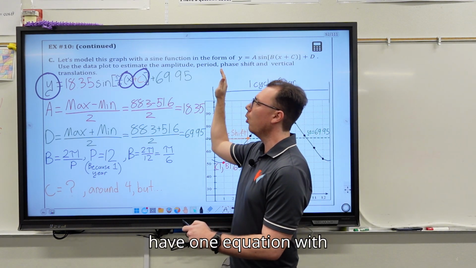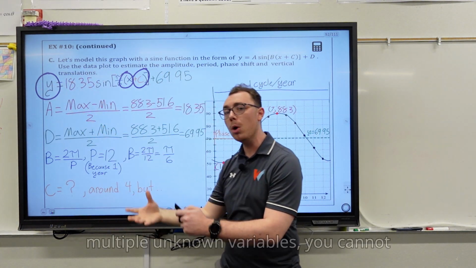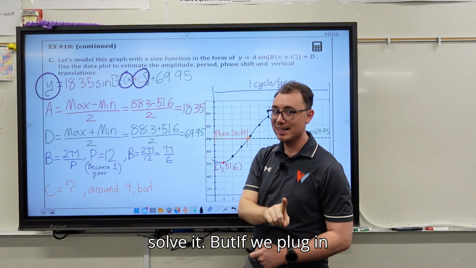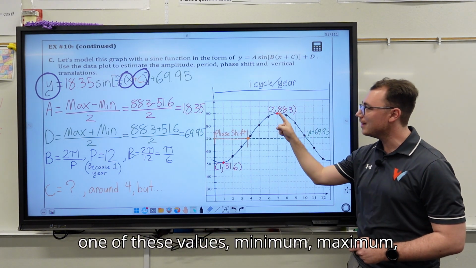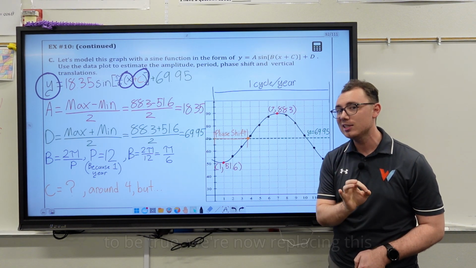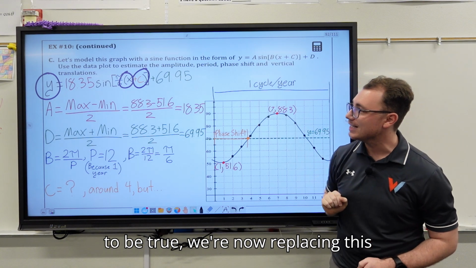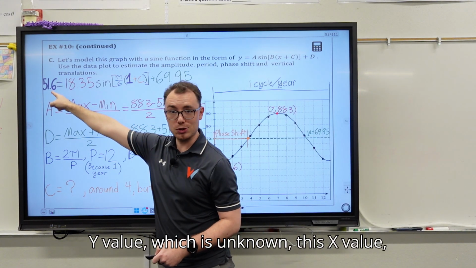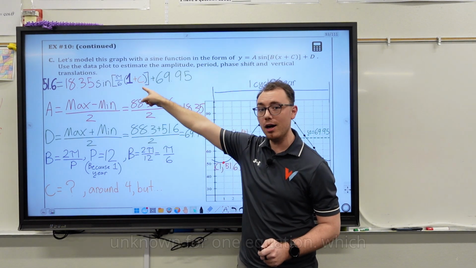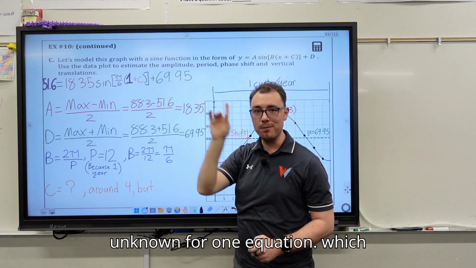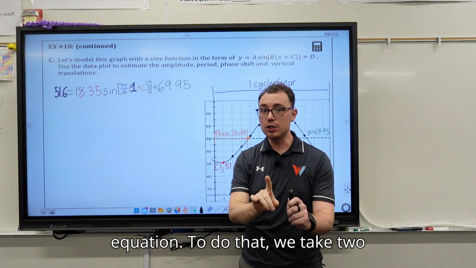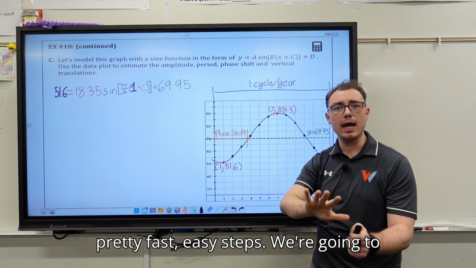And if you ever have one equation with multiple unknown variables, you cannot solve it. But if we plug in one of these values, minimum, maximum, one of these intercepts here, that we know to be true, we're now replacing this Y value, which was unknown, this X value, which was unknown, and now we have one unknown for one equation, which means we're able to solve this equation. To do that, we take 2 pretty fast, easy steps.